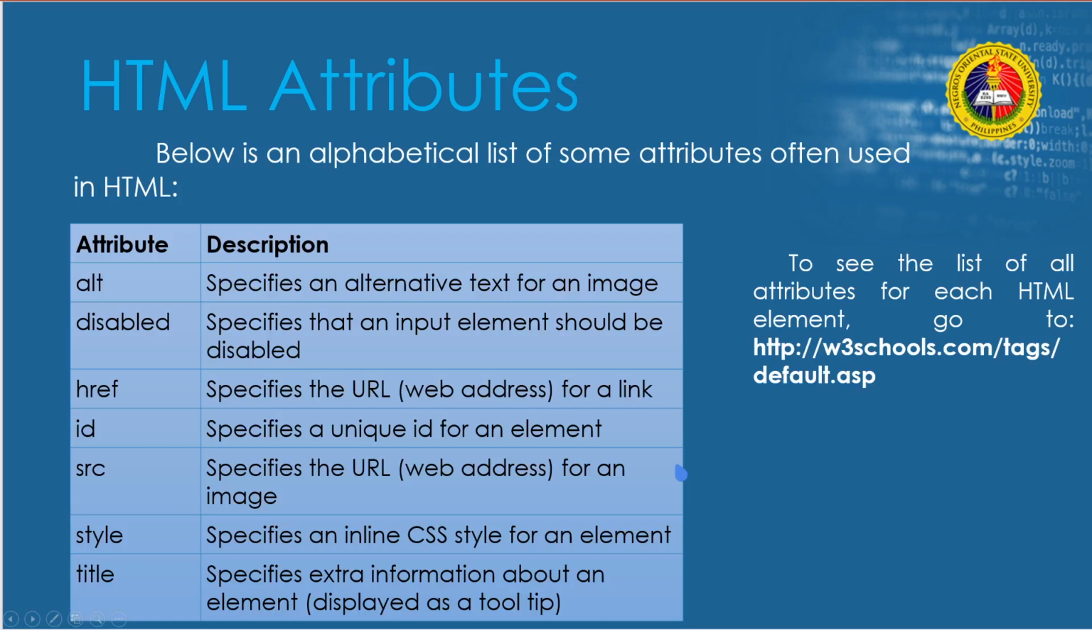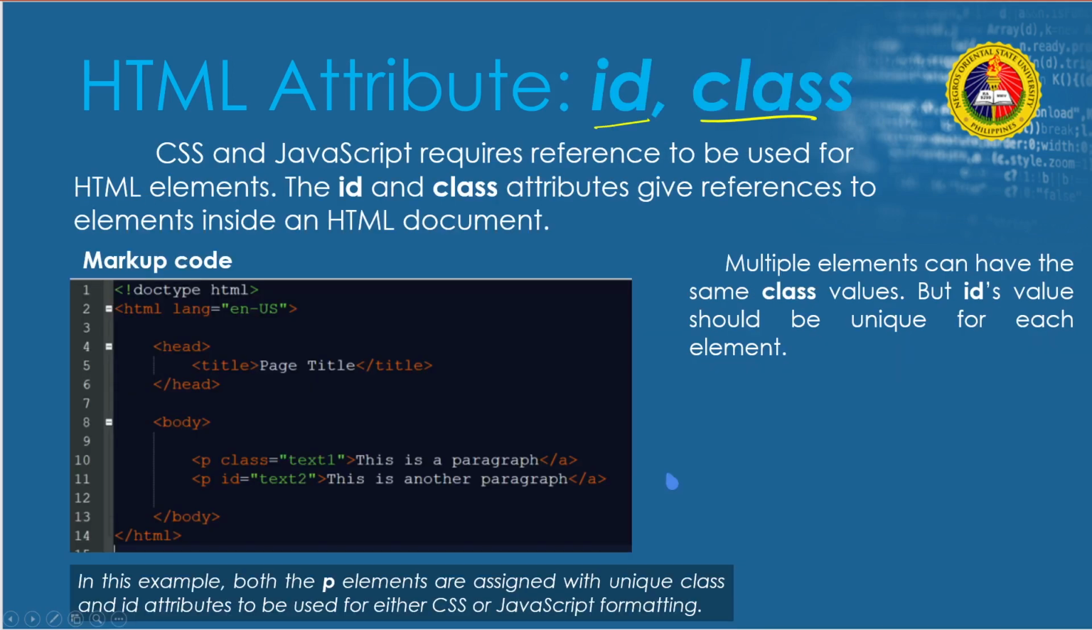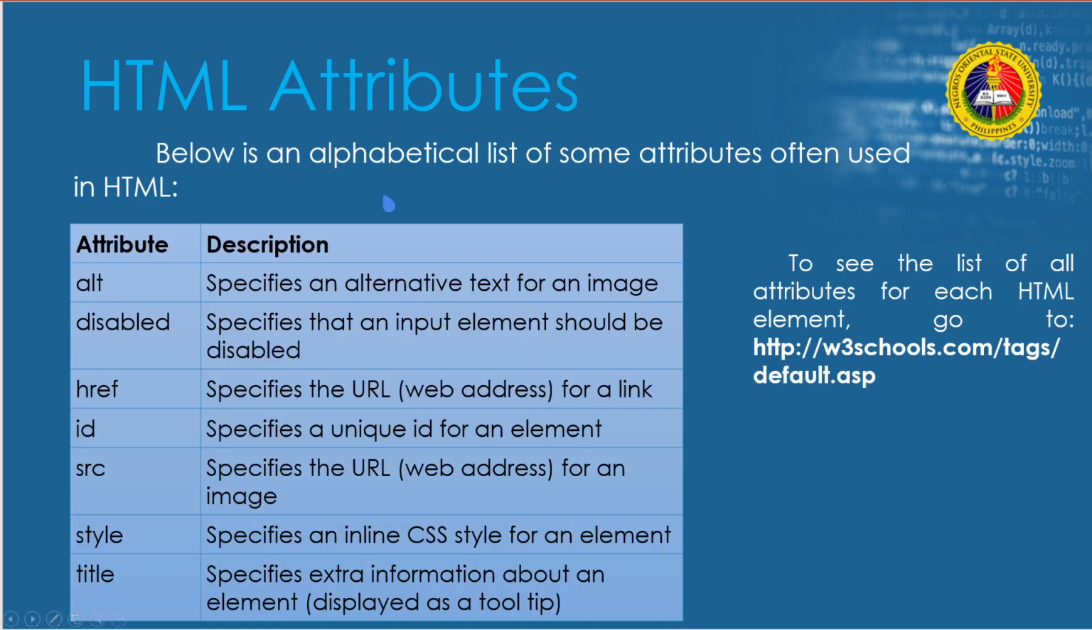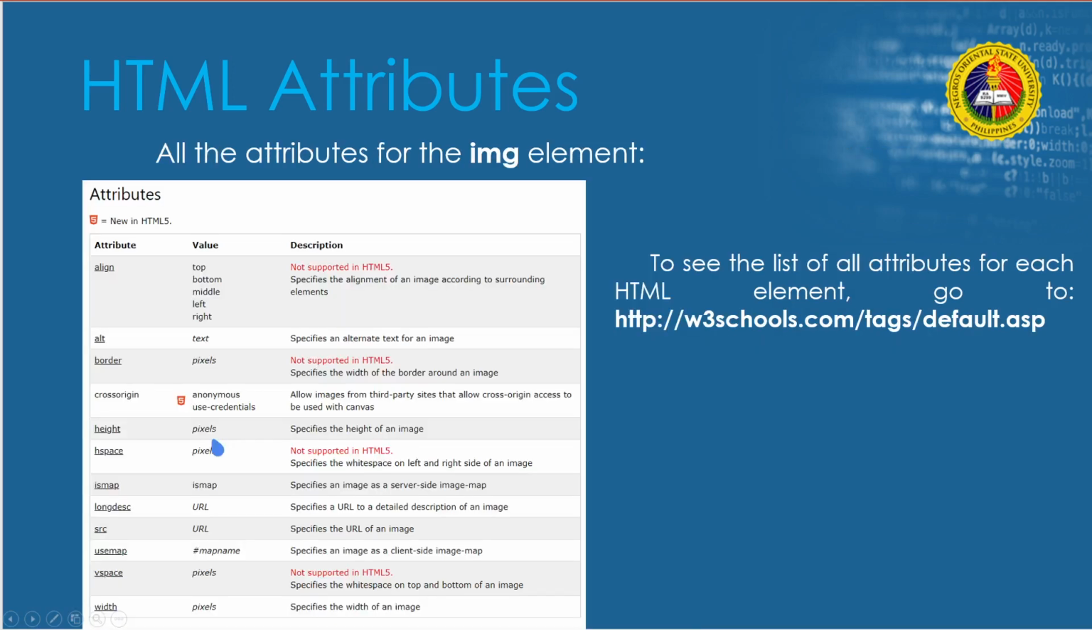So that will be all the attributes that I'm going to discuss today. And obviously, that is not all the attributes. If there are hundreds of HTML tags, there are even more attributes, because a single element or HTML tag can use multiple attributes. These are some examples of attributes: alt, disabled, href, id, src, style, title. We already discussed some of it a while ago.